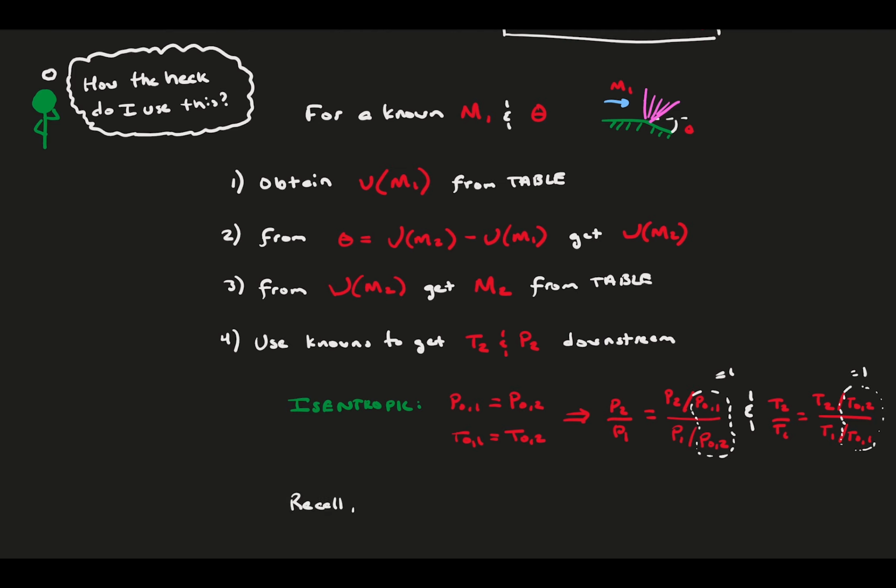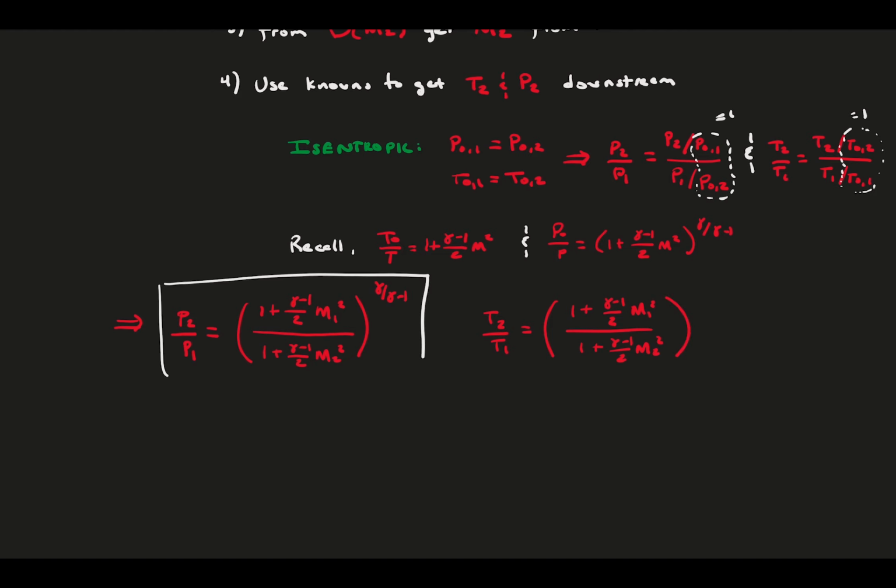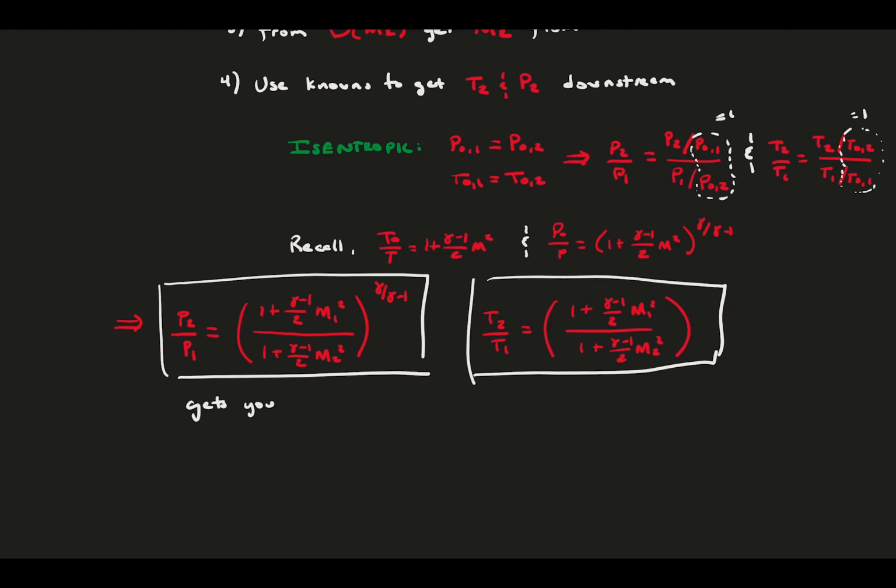Recall from our past studies the relationship between stagnation temperature and pressure as functions of local Mach number. Combining these relationships with the ratios above, we can define new equations for the ratio of pressure at 2 points and temperature at 2 points as functions of the two Mach numbers. These two relationships are how you get the downstream pressure, P2, and temperature, T2, for an expansion fan.